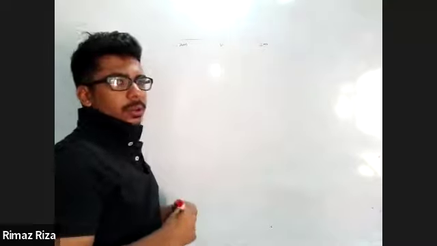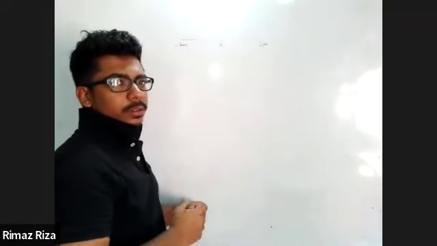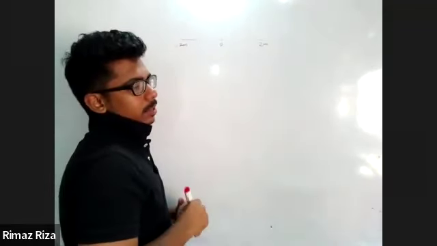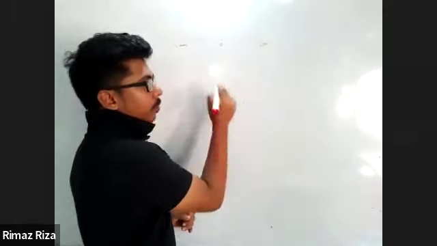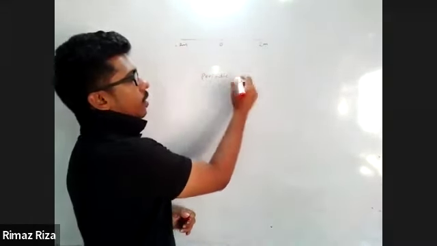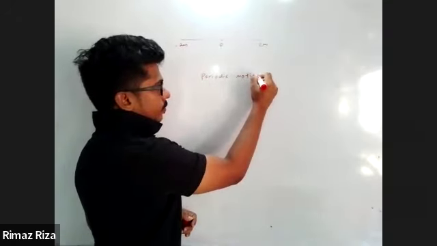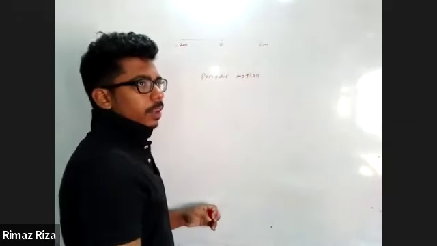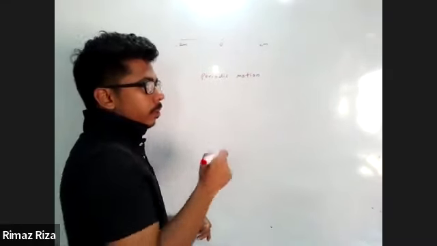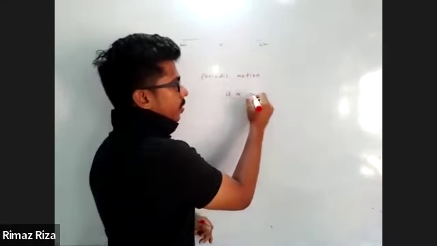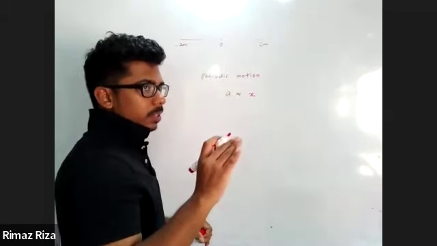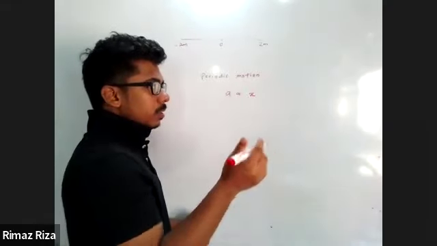Now you may get a question in your exam paper or your term paper: what is simple harmonic motion? Then you must write that it is a periodic motion. The term periodic should be there. It is a periodic motion where the particle's acceleration is directly proportional to its displacement. This term also must be there.